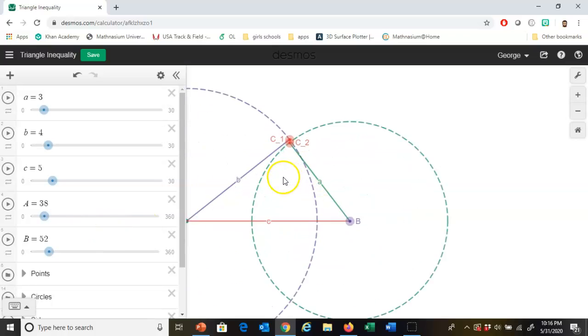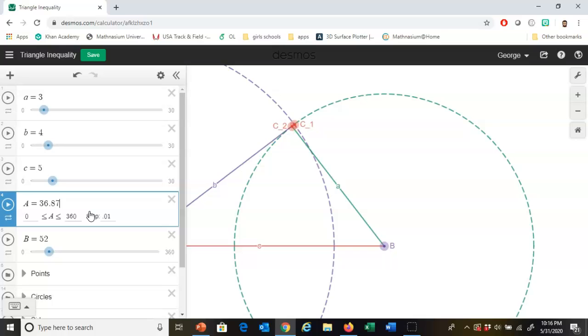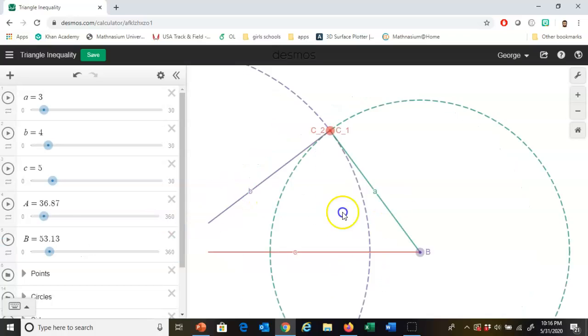If we zoom in, it looks like we might be a little bit off. Let's see, I'm going to fine tune this a little bit. 36.87 and 53.13 is about where we want these to fall. So that looks like a pretty good triangle.